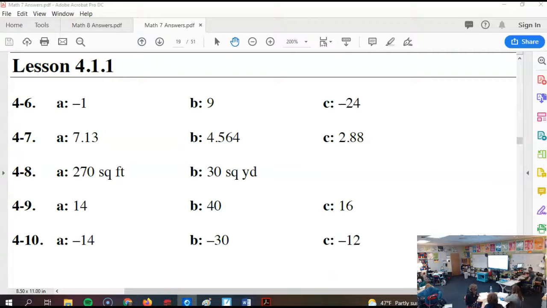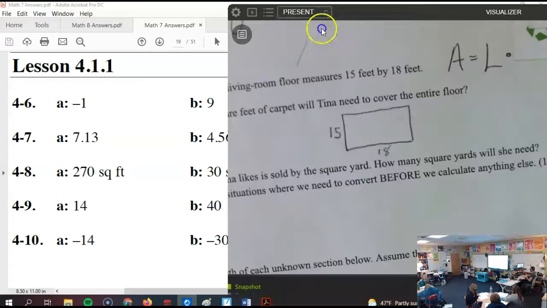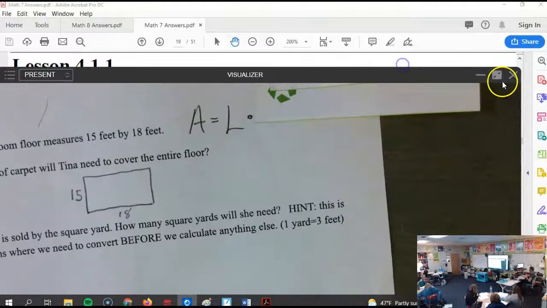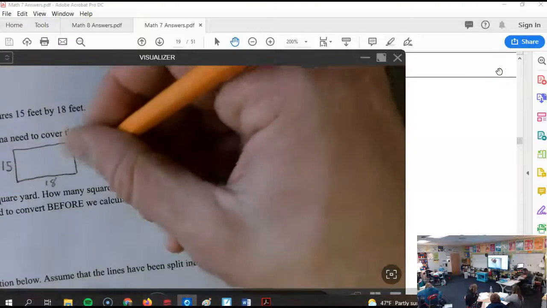Robert, on 4-8 on B, why did you divide it by 9 instead of 3? I am so glad you asked that question because I bet other people were afraid to. Not all of you. We just probably hadn't gotten there yet.